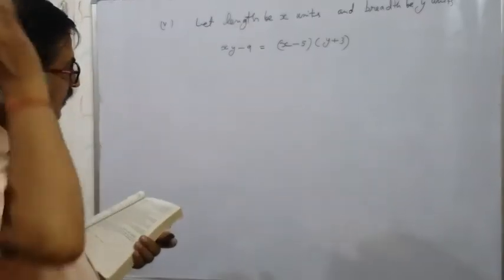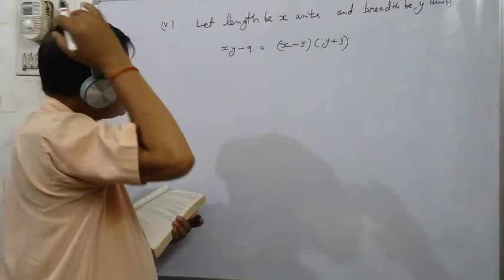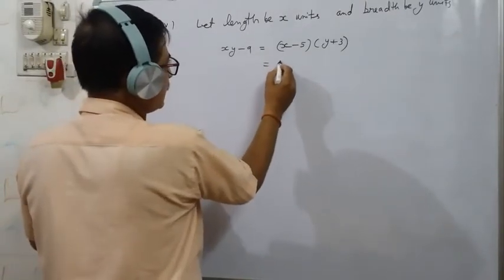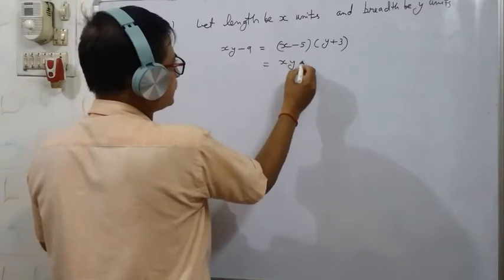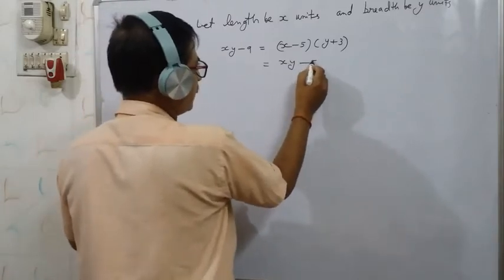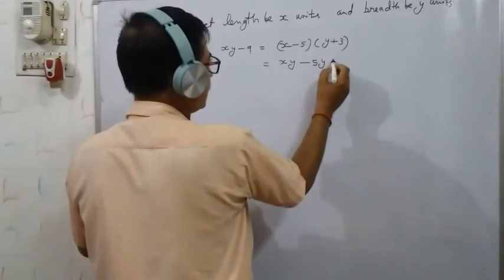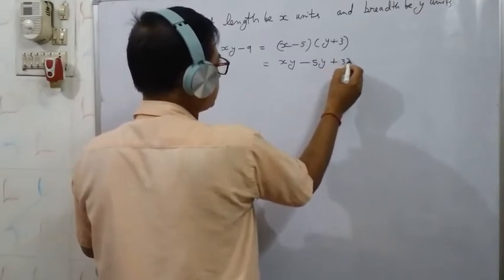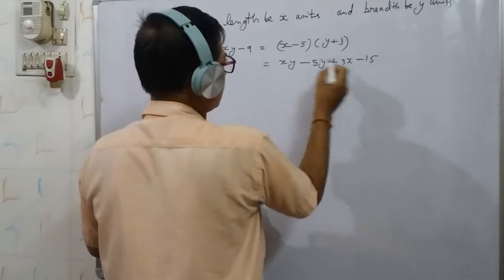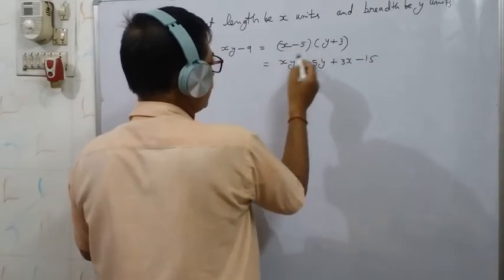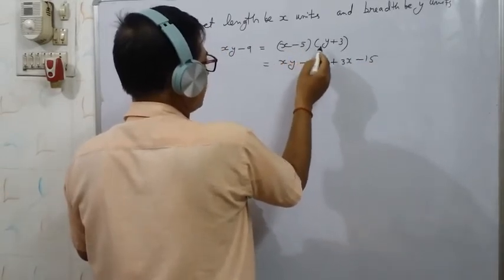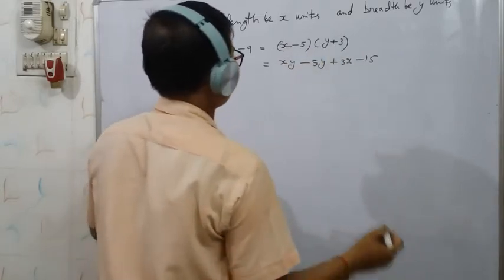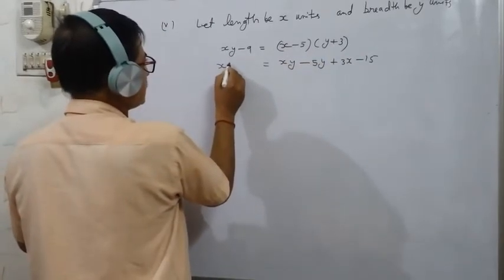Okay. So now what we will do? We have to solve this. The right hand side, if you solve, it will be xy minus 5y, then plus 3x and minus 15. What I have done? I have multiplied x into y, then minus 5 into y, then 3 into x, 3x, and the 3 into minus 5. And there already xy minus 9 is there.